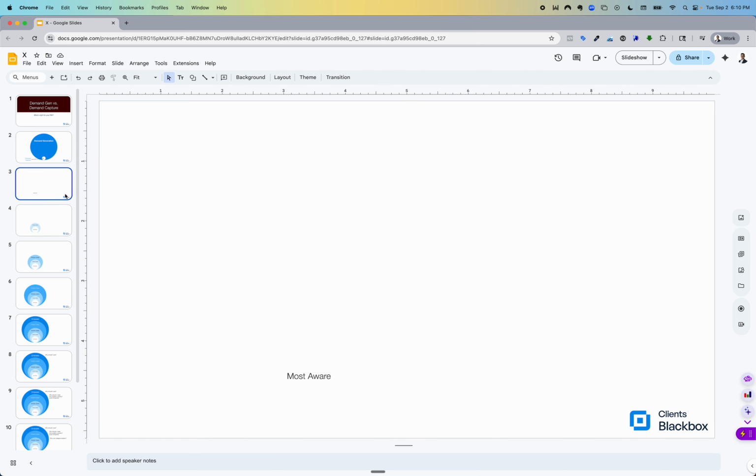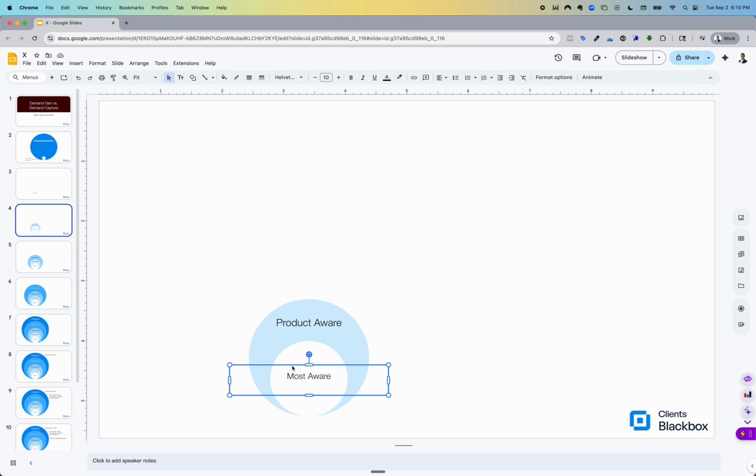So this is a visual representation of the market. If you look at the most aware people, they'll be right here. There should be a circle around here. Then you have people who are product aware. Okay, so most aware would be somebody who knows who you are, knows what you do, knows your fees and your pricing, knows exactly what you'll do for them, and really understands the problem and everything like that.